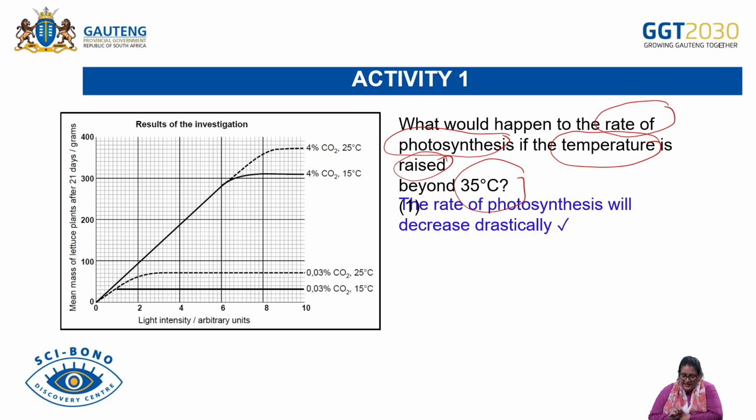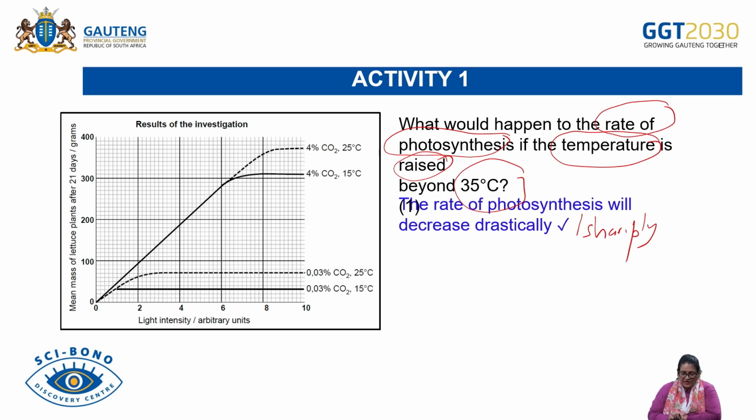So let us see how was the answer. The rate of photosynthesis will decrease drastically. You see the word drastic. They never just say the photosynthesis will drop. They say the rate of photosynthesis will drop drastically. What could be another term for drastic? You can say the rate of photosynthesis will decrease sharply. Sharp decrease, a very fast decline. Can you see that? Not just decrease like slowly. So the rate of photosynthesis will decrease drastically or sharply.